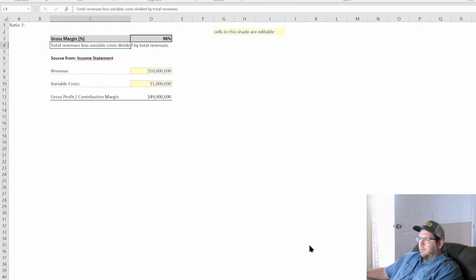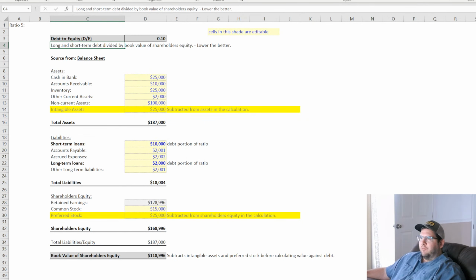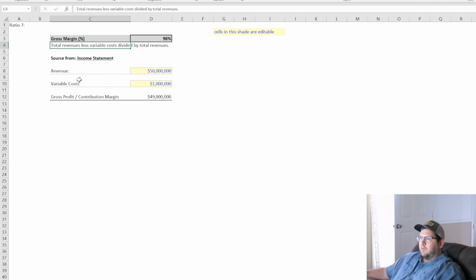Copy this, gross margin. Dividend payout. Alright, now we gotta do all that. So this is, make sure I did my description right. Total dividends paid out in period divided by net income in period.